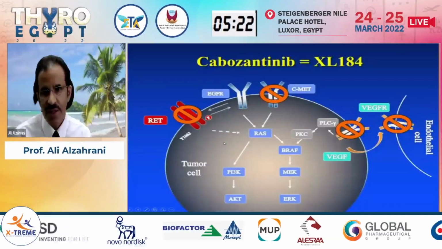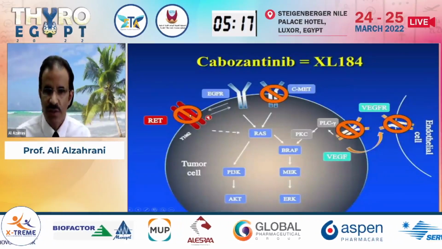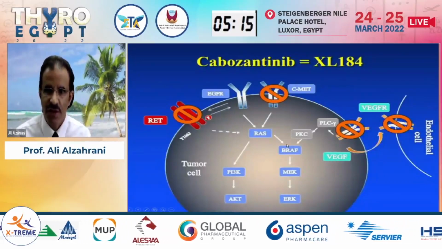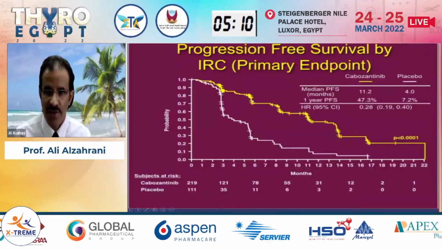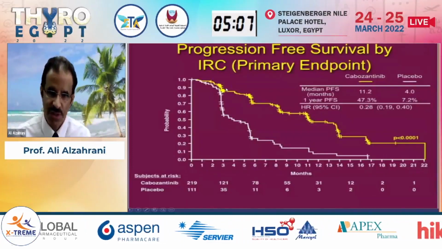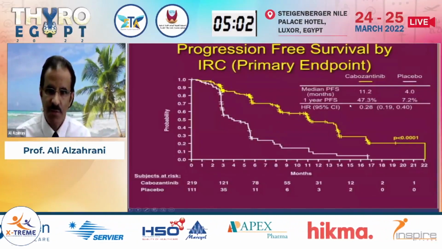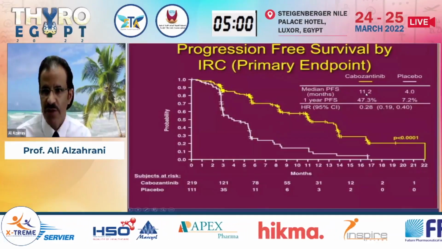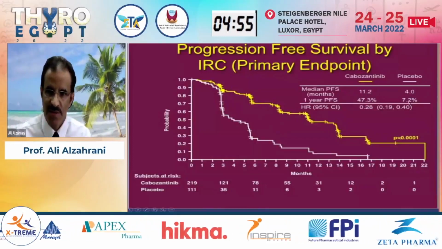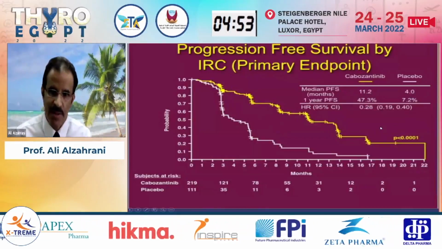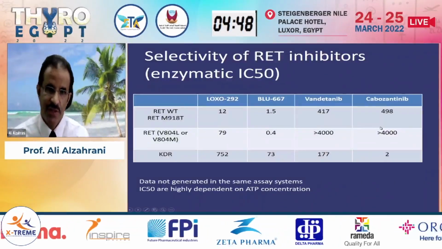The second drug is Cabozantinib, and again, you can see on this cartoon where it works. It inhibits RET, c-MET, EGFR, and this was tested in another trial called the EXAM trial, and this is again the Kaplan-Meier analysis of this. You can see patients who received Cabozantinib did much better than the placebo, with progression-free survival of 11 months versus only 4 months for placebo. And again, this is approved for use in progressive metastatic medullary thyroid cancer.